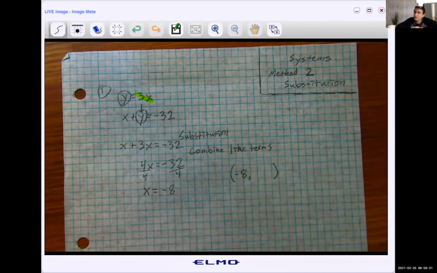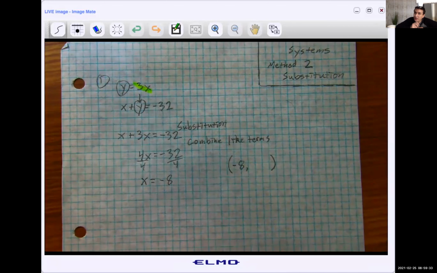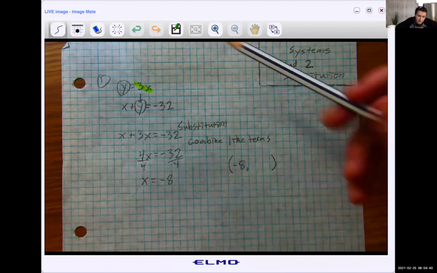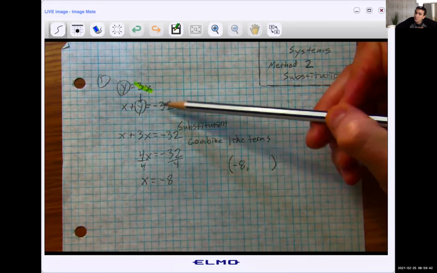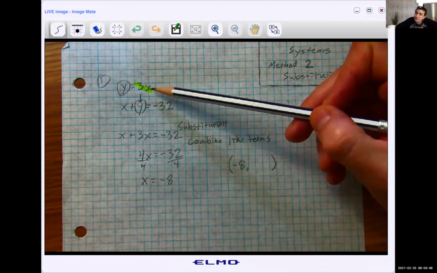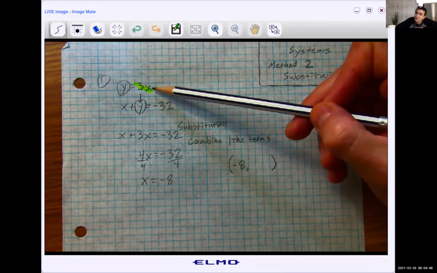Now, here's a problem. Some students stop right here. You can't stop here. We have to figure out the y value of where they meet as well. So we have a choice. We can either use this equation or we can use this equation to figure out our y. It's totally up to you. I want to use this one because I'm thinking it's going to be one step.